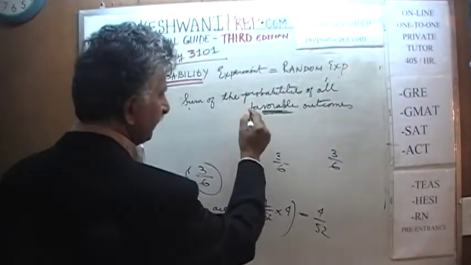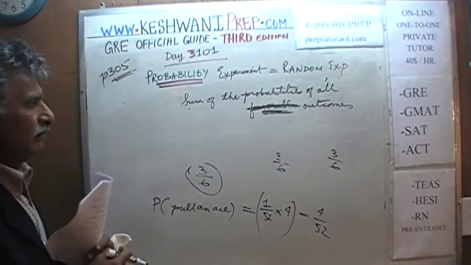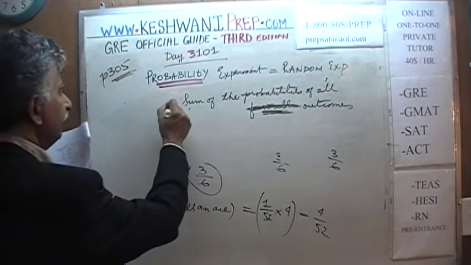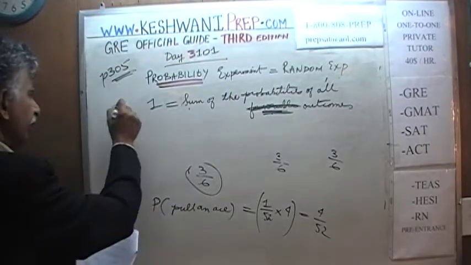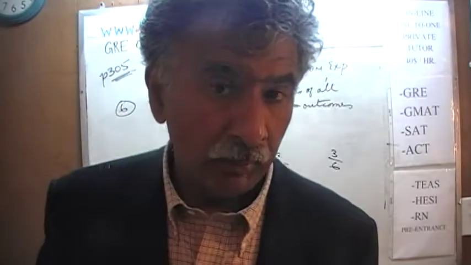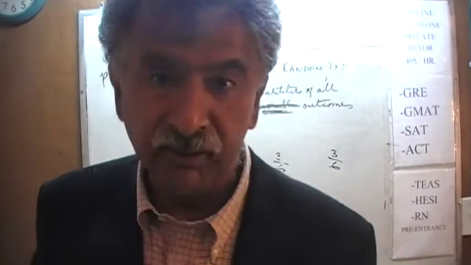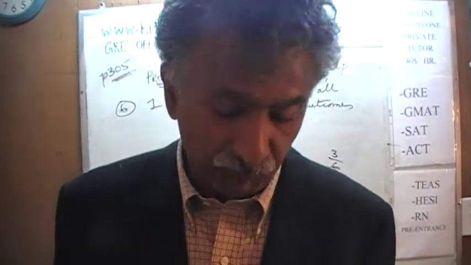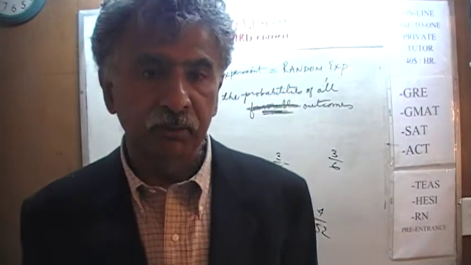On the other hand, the sum of all outcomes, see, if we cross out the word favorable, the sum of the probability of all outcomes is simply 1, which is number 6. The sum of probability of all the outcomes, not just favorable outcomes, but all possible outcomes in an experiment, is simply 1, 100%. Of course, it has to add up to 100%.